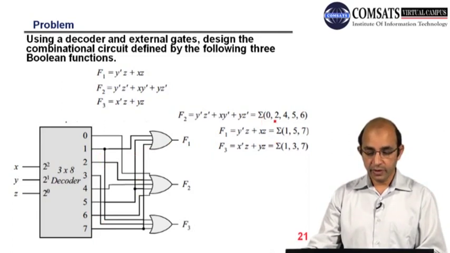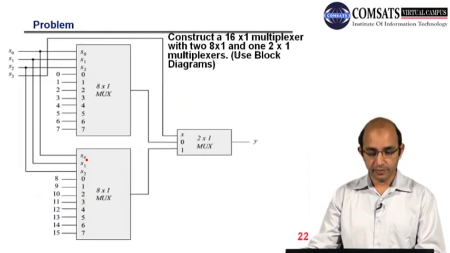For F2, 0, and then 2, and then 4, and then 5, and then 6. So you can see that we have 5 different inputs that are ORed, and we are having F2. And for F3 we have 1, 3, and then we have 7. So this is F3. Now we have represented those Boolean expressions by using a 3 × 8 decoder.